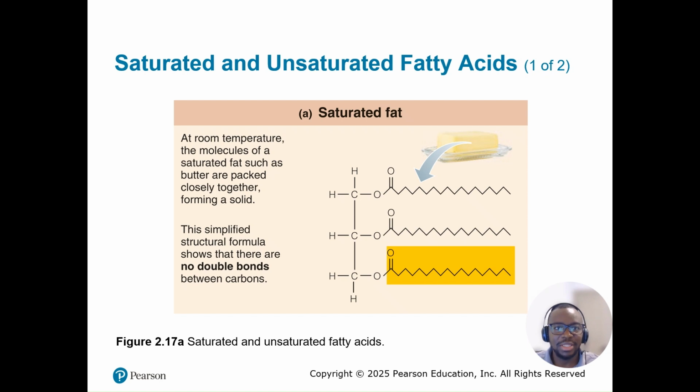In saturated fatty acids, all carbon atoms are linked by single covalent bonds, resulting in a molecule with the maximum number of hydrogen atoms it can hold. That means there are no carbon-carbon double bonds in the fatty acid. Because of this, the molecules are closely packed together, forming solids at room temperature, for example, in butter.